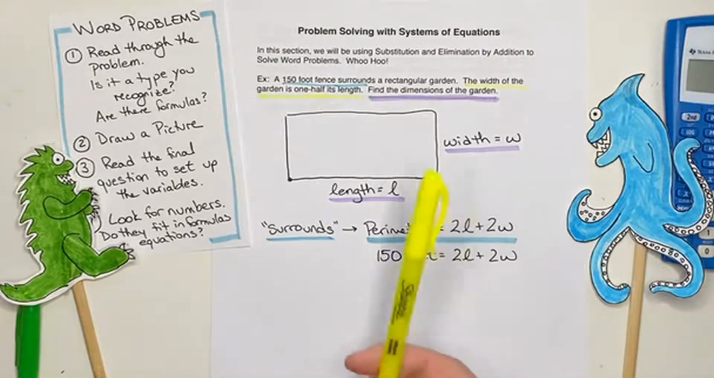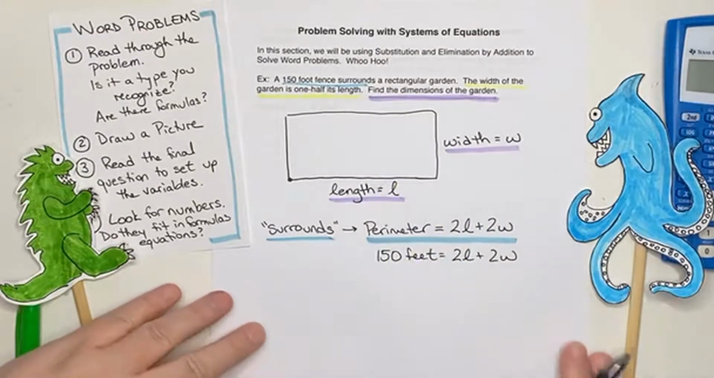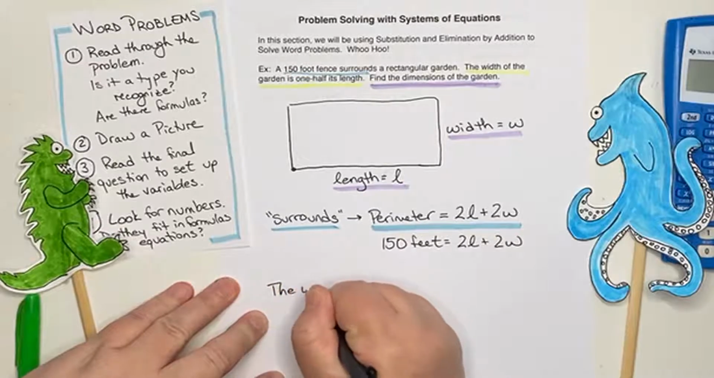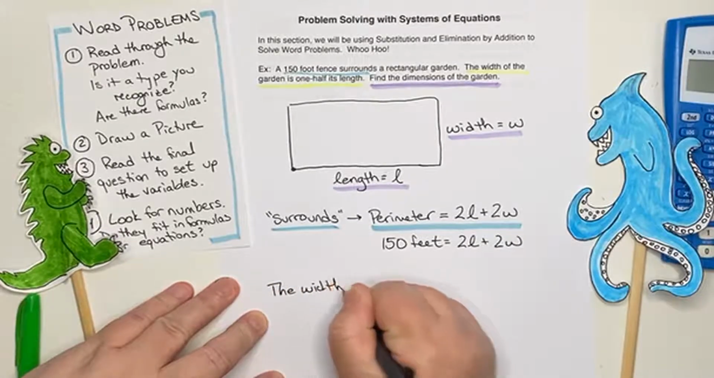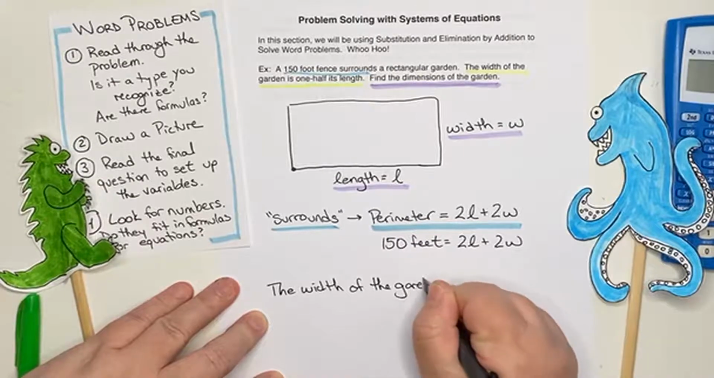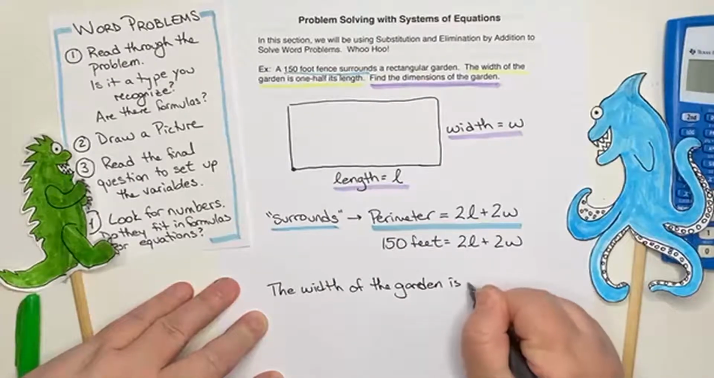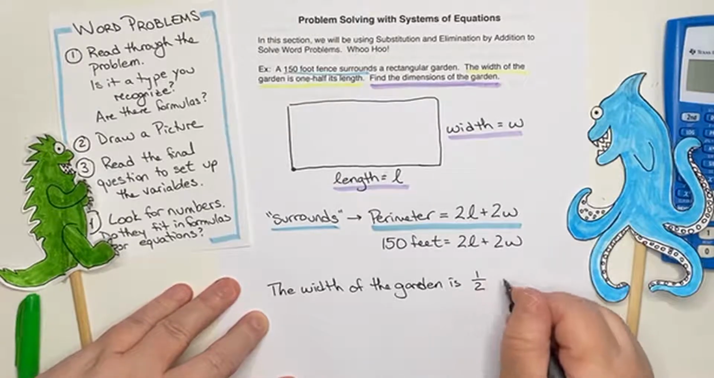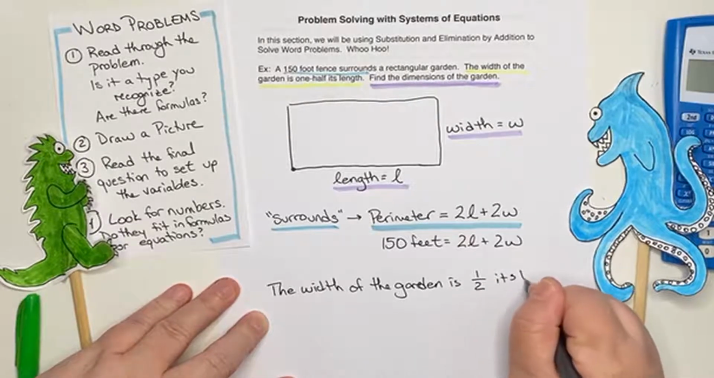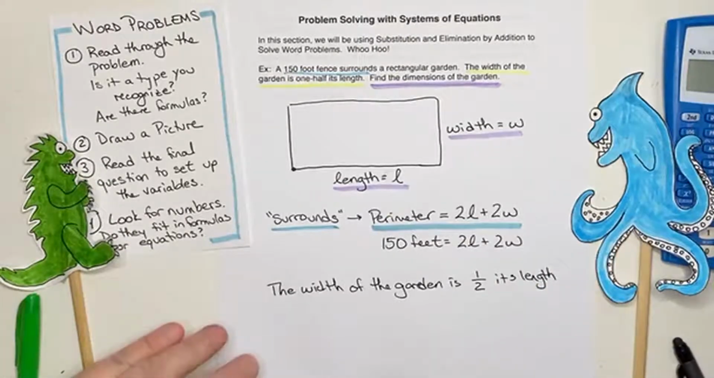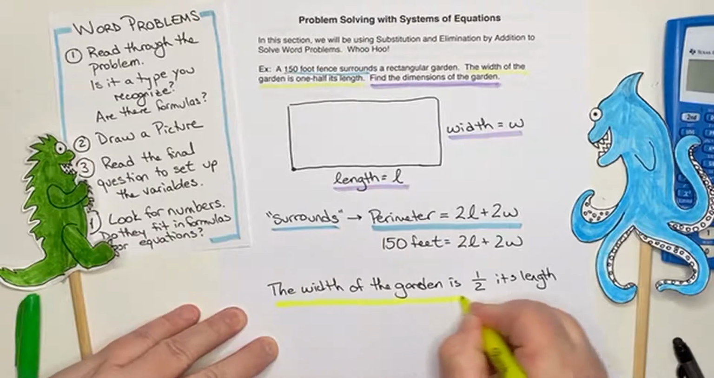What has to be dealt with now is this yellow part. And I'm going to write it completely again. The width of the garden is 1/2, I'm going to write 1/2 as a number, of its length. So that is basically just the whole yellow sentence.